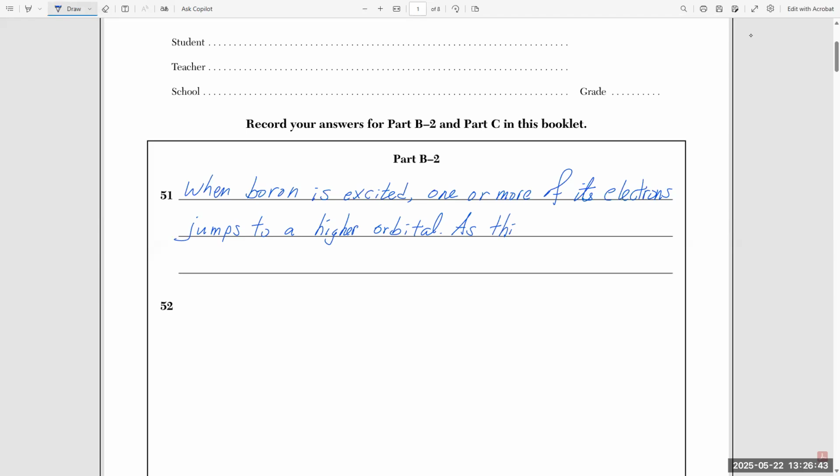as this excited electron returns to its ground state, energy is released in a form of light. Okay. All right. So let's look at the second question.